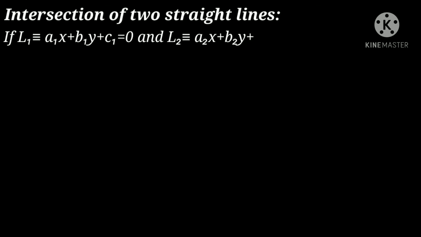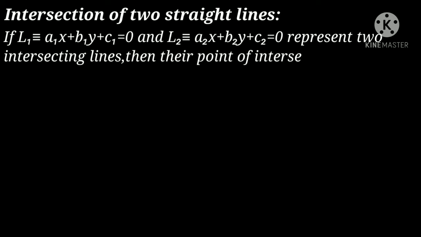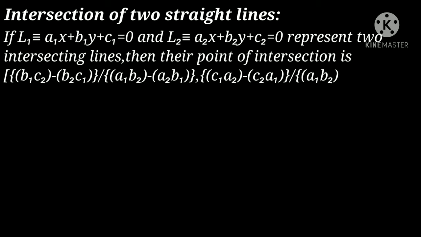If L1 identically equal to a1x plus b1y plus c1 equal to 0 and L2 identically equal to a2x plus b2y plus c2 equal to 0 represent two intersecting lines, then their point of intersection is ((b1c2 minus b2c1) by (a1b2 minus a2b1), (c1a2 minus c2a1) by (a1b2 minus a2b1)).